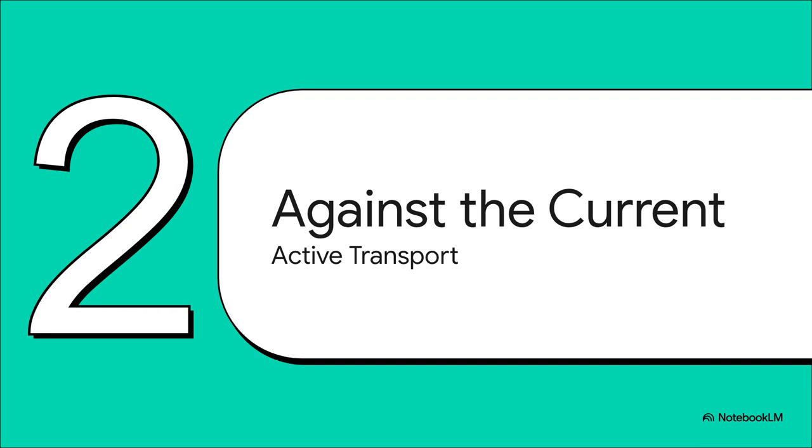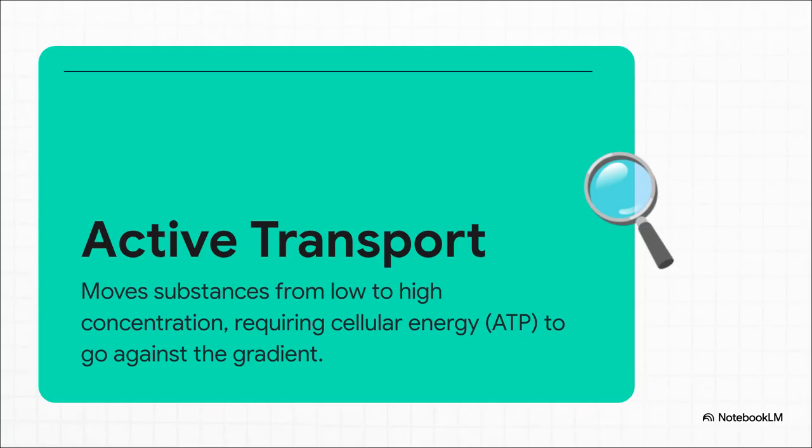But what happens when a cell needs to move something against the natural flow? What if it needs to shove more of something inside, even when it's already crammed full in there? Well, for that, it needs to get active. Okay, so this is a total 180 from what we were just talking about. Now, we're moving stuff from a low concentration to a high concentration. It's like trying to push a boulder uphill. And as you can probably guess, that takes a ton of energy.